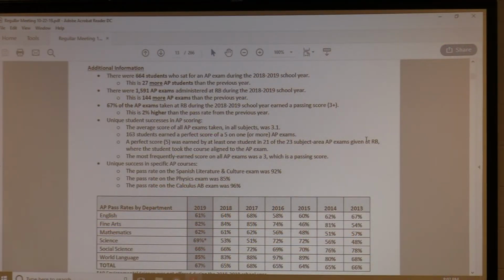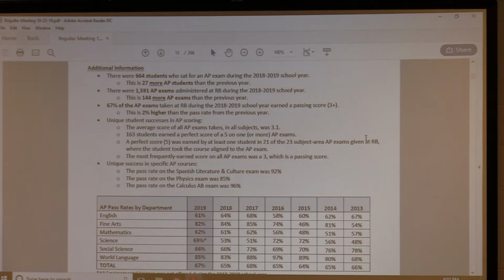So we're acting for and against each other in a way, because we're putting more students in for the experience, and that has the ability to potentially impact how many of our students are passing those classes. So I put some numbers in there just so you could see. We had 27 more students, 144 more exams taken. So we're talking about pretty significant increases year over year.